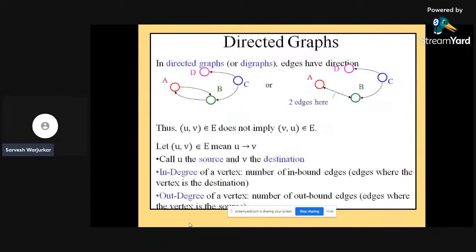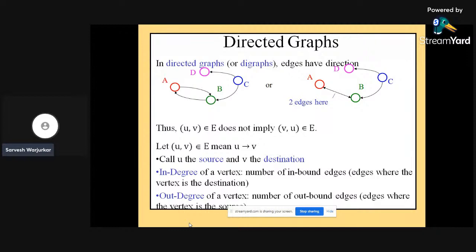Another way is a directed graph, where edges have direction. That is the only difference between directed and undirected. So we call the source where the direction initiates, from where the edge initiates, and where the edge is targeted is nothing but the destination. Or in other words, we can talk about the in degree and out degree of a vertex. In degree is nothing but the number of inbound edges, or the number of incoming edges on a particular node, called the in degree of a vertex.